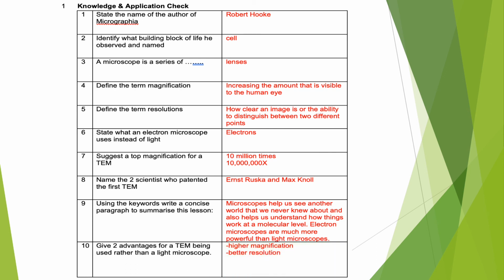And number 10, give two advantages for a TEM being used rather than a light microscope. So, you're making a comparison between an electron microscope and a light microscope. So you can use any 2 points that we mentioned in the previous chart or the table that we just made on the previous slide. So, high magnification and high resolution. Those are two extremely good points. Actually, I think those are the only 2 points that you can use for using an electron microscope over a light microscope. Okay. All right, and that's pretty much it for today's lesson.